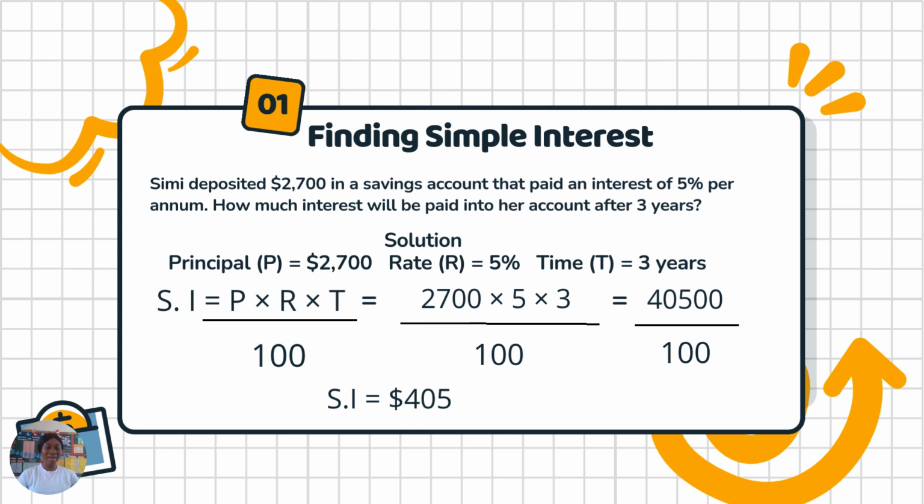So our formula is simple interest equals principal times rate times time all over 100. So 2,700 times 5 times 3 all over 100. You do your multiplication, it gives you 40,500 divided by 100. By the time you do your division, you find that your simple interest equals $405. Straight to the point, very easy.